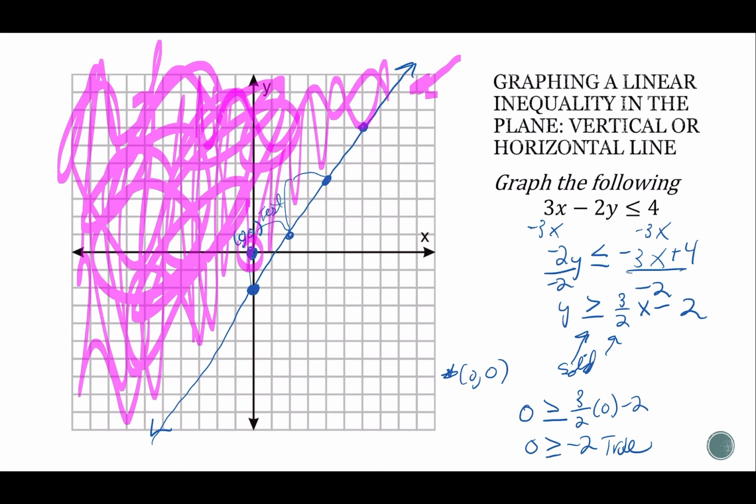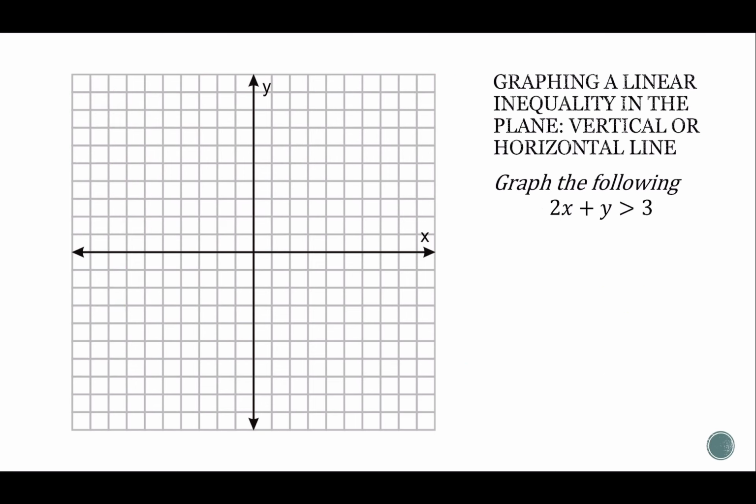So the last example I have for you is 2x plus y is greater than 3. I am going to go ahead and solve this for y. I subtract 2x from both sides. Y is greater than negative 2x plus 3. So 3 is my y-intercept. My slope is negative 2. But when I have a slope that's an integer, I put it over 1. So I know I'm going down 2 and to the right 1. So I go down 2 over 1, down 2 over 1, and so on.